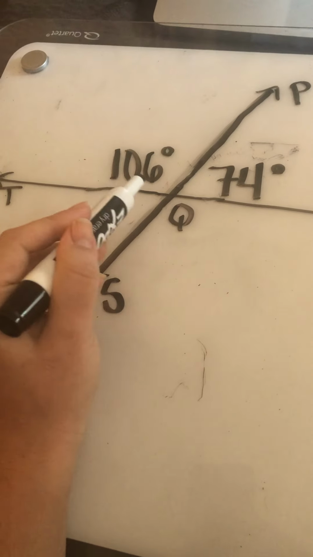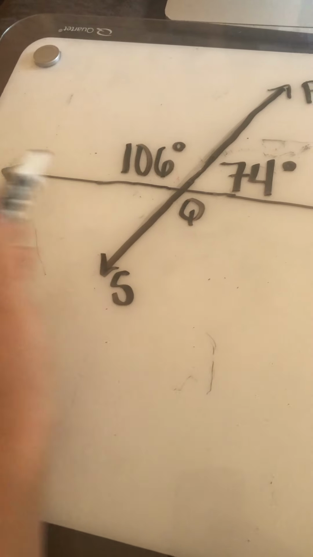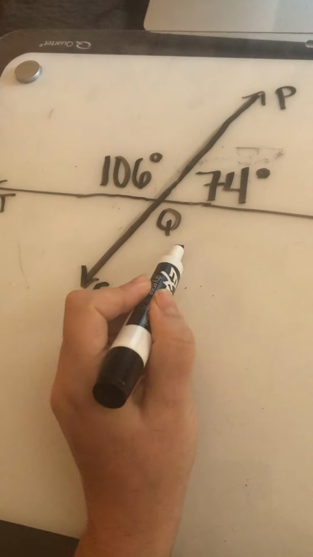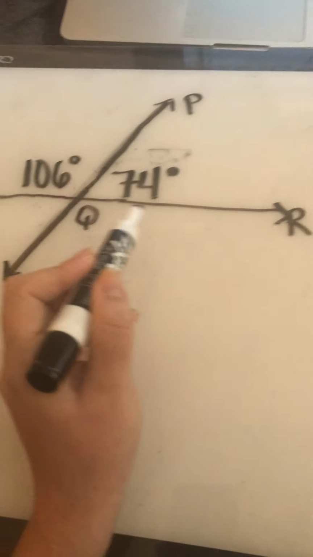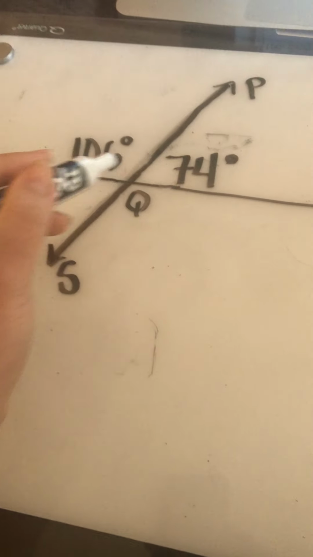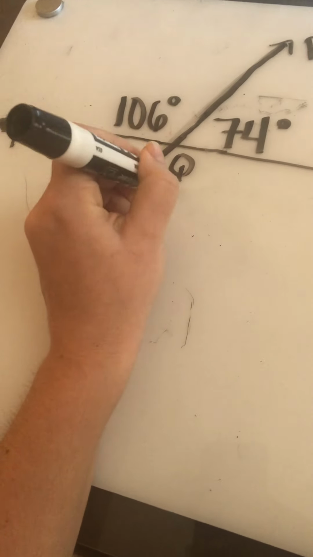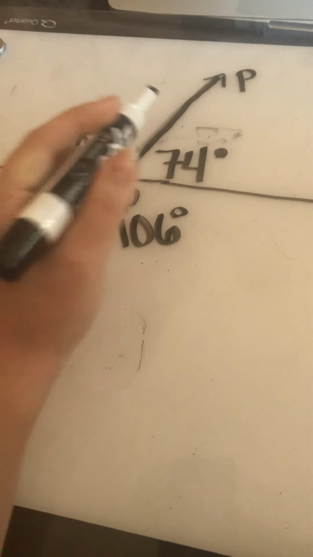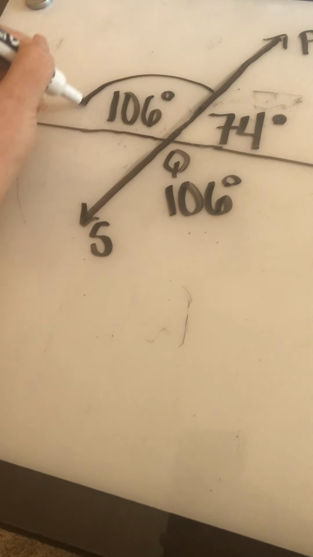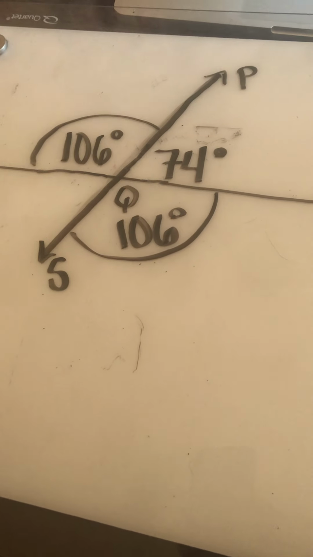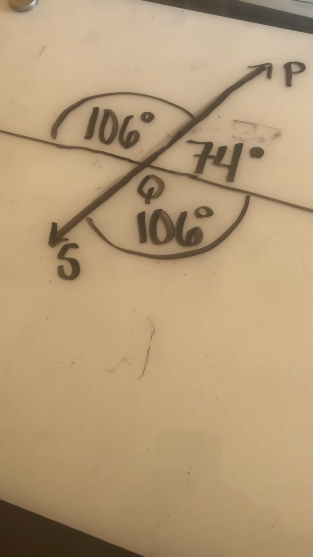Vertical to 106, or vertical to angle TQP, would be this angle over here, which would be SQR. So if SQR is vertical to PQT, then this angle we can say would also be 106 degrees. See how they're opposite each other, right? Okay, you'll see a lot of times the vertical angles are noted like that.